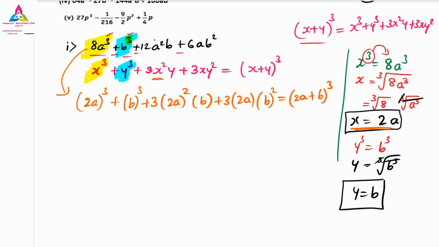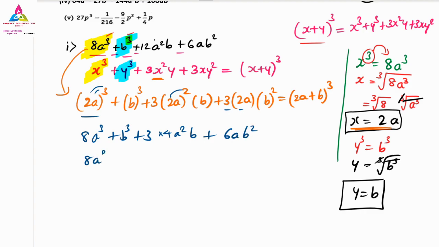So here is the thing. Why I'm writing it this way, if you want to verify it, you can go for that. The cube we have to take for both. So 2 cube is 8, so we have 8a cube, and b cube is b cube. Here we have 3, 2 square is 4, a square is a square into b, plus 3 into 2a, and here b square.